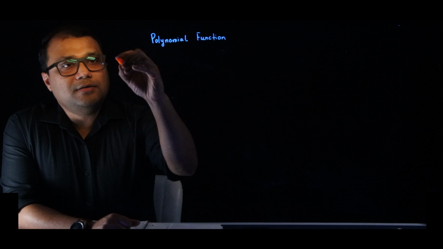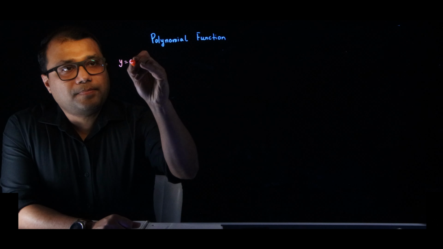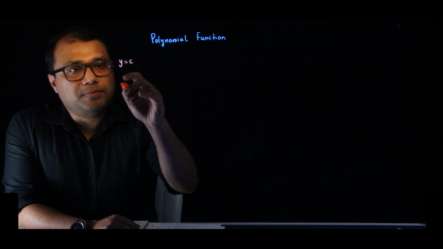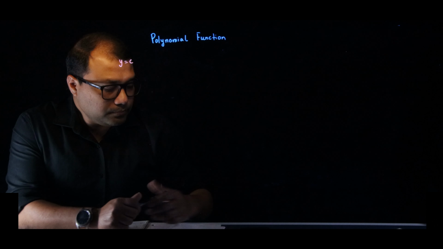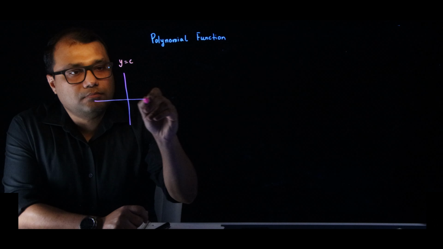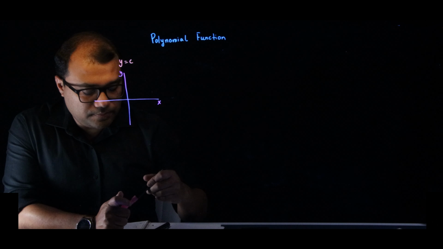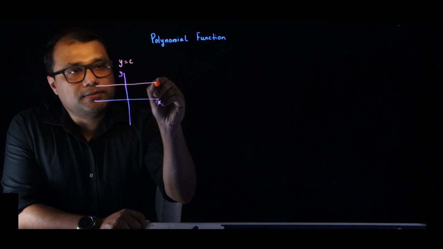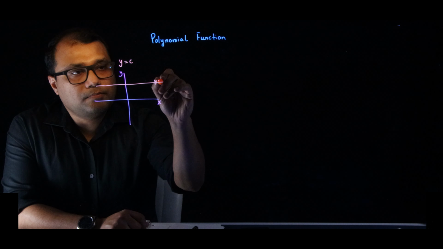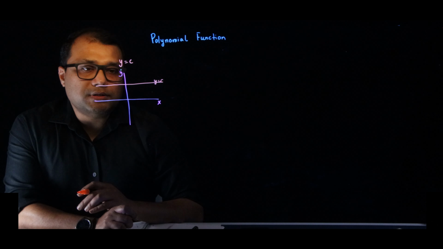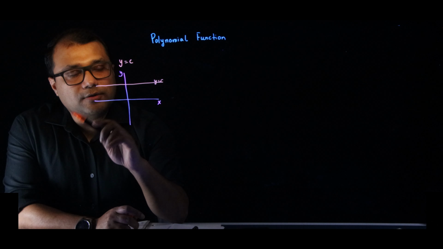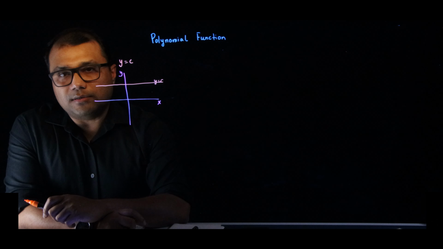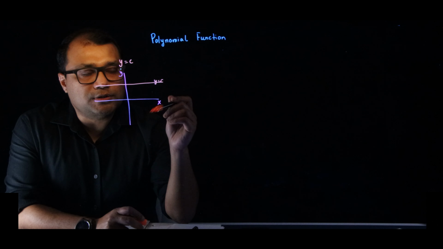Okay, so the first function, y equals c. c is a constant. This is a polynomial of degree 0. This is pretty simple to plot. X-axis, y-axis. So y equals c will be a plot like this, right? As you can see, the domain is the set of all real numbers. So x can take any value, y is always c, and the range is of course just the value c.